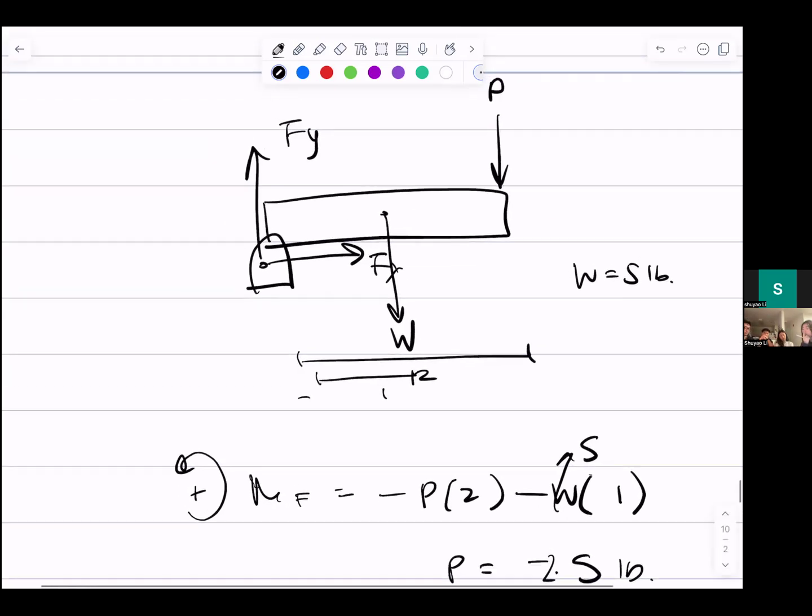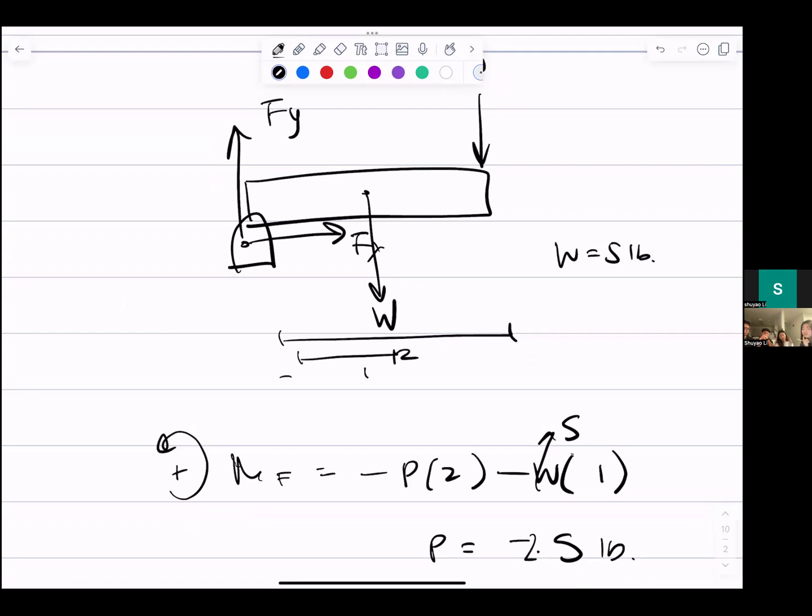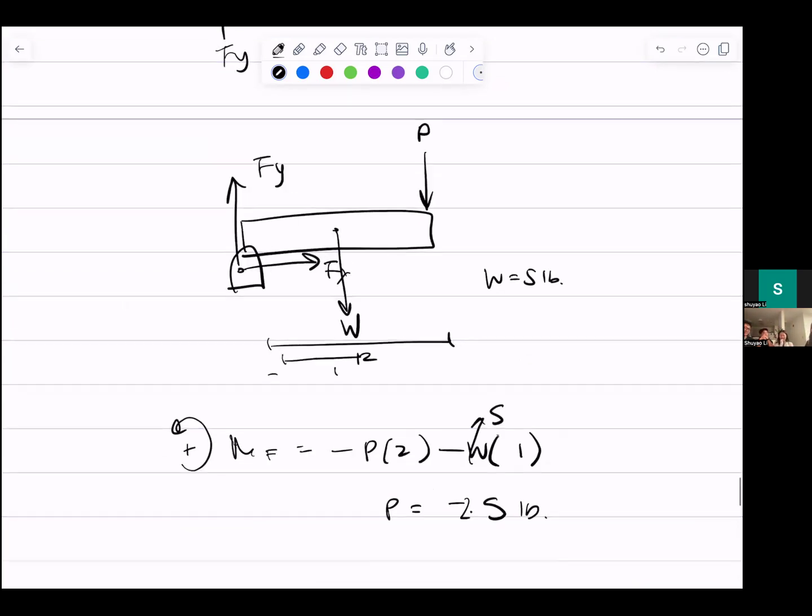So if I got P was a negative 2.5, does it mean that P just goes up? Yeah, whatever direction we assume, if we get a negative of that, we have to use the opposite of that. So my general advice would be to assume positive directions in the beginning, and this will become more of an issue later. But basically, that's the 2D rigid body equilibrium. All right. Thank you.